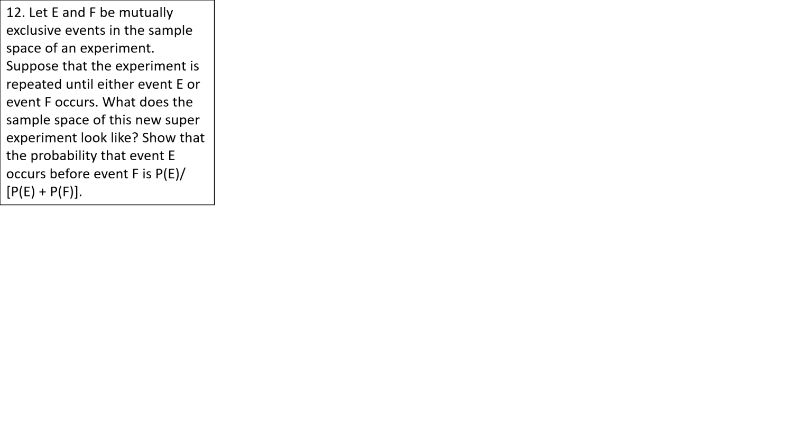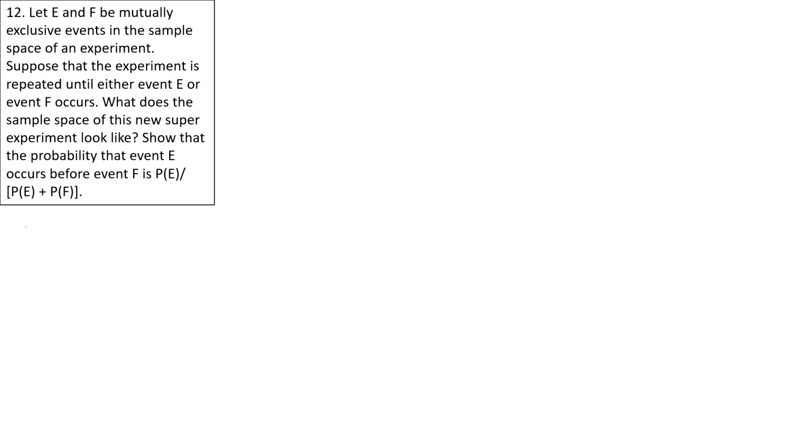The first question that we get is: let E and F be mutually exclusive events in the sample space of an experiment. Suppose that the experiment is repeated until either event E or event F occurs. What does the sample space of this new super experiment look like? Show that the probability that event E occurs before event F is PE by PE plus PF.